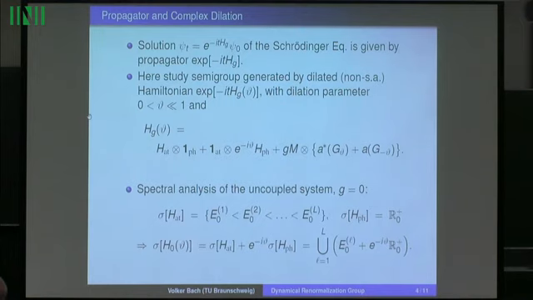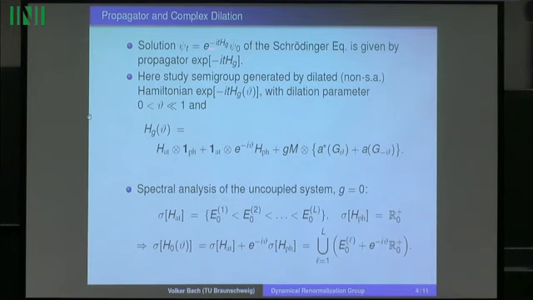Okay, so what is it that we want to study in this model? Well, as I said, we are studying the Schrödinger equation. So the solution of Schrödinger's equation is given by the evolution operator, the propagator e to the minus i t H_g, applied to the initial value of the Schrödinger equation psi 0, and that gives the solution at time t.